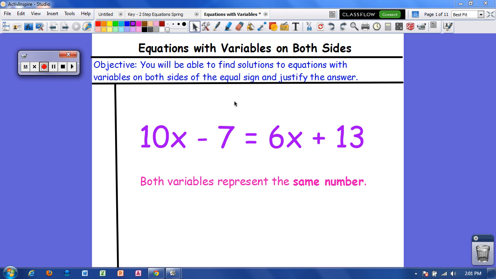Your objective for today: you will be able to find solutions to equations with variables on both sides of the equal sign and justify the answer. What you see below is an equation that has a variable on each side of the equal sign. We have an x on the left and an x on the right side. Even though they're separated, they both represent the same number. Keep that in mind as we work through these problems.